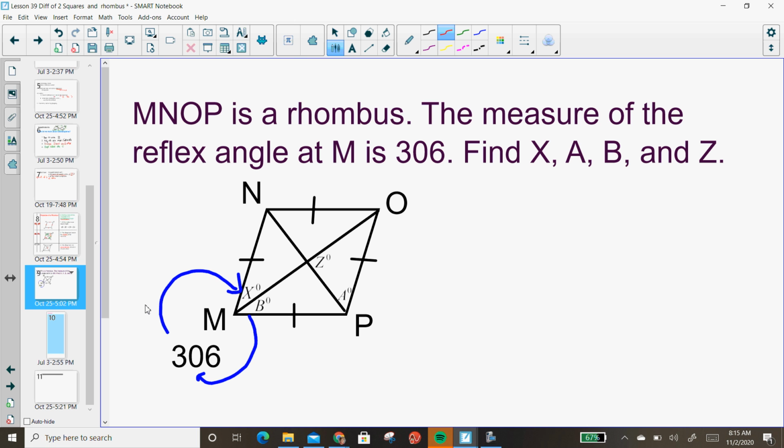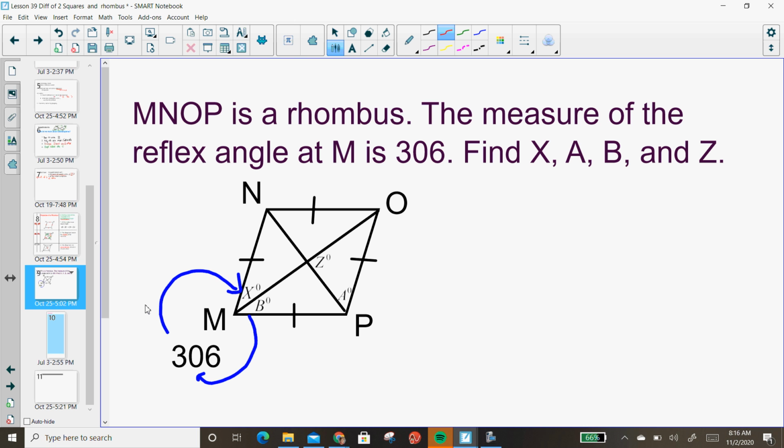All right, so you're going to start seeing some problems that look something like this. They may give you different information on different ones. This is a rhombus. So all those things about parallelograms and those three extra things about a rhombus are all true here. So we're going to use those seven things to be able to solve whatever we need to find in this particular figure.